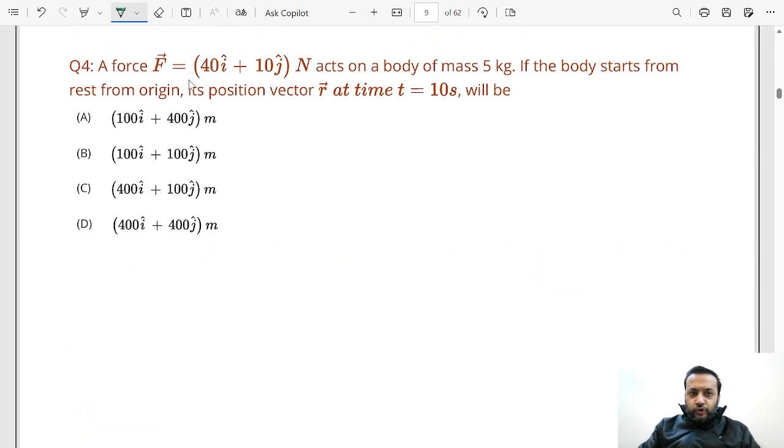In this question, there is a force of 40 i cap plus 10 j cap, which is acting on a body of mass 5 kg. If the body starts from rest, from origin, then we have to find the position vector of the body at time 10 seconds. Now again, you can't expect an easier question, guys. Very, very easy question.